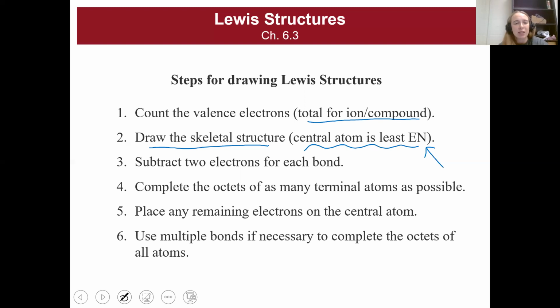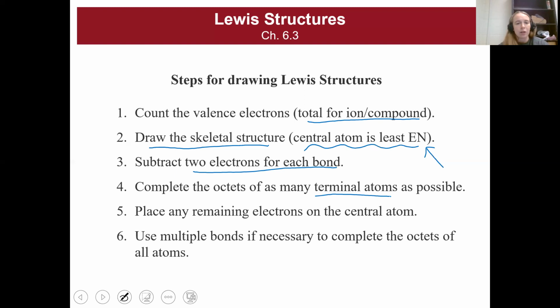Okay, once you have that skeletal structure, you want to subtract 2 electrons for each bond that you drew. Then you'll see how many valence electrons you have left. With those remaining valence electrons, you want to complete the octets of as many terminal atoms as possible. These are usually those halogens on the outside that have lone pairs. You want to complete the octets by giving all those terminal atoms lone pairs.